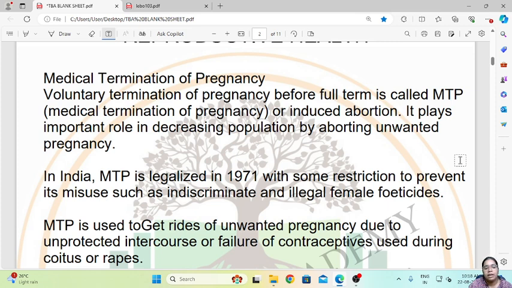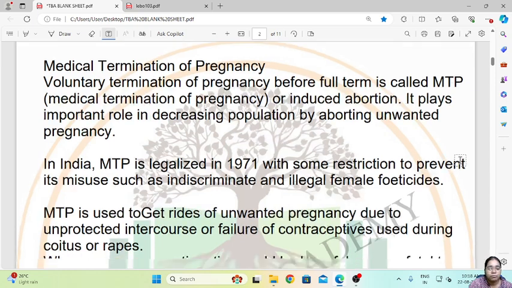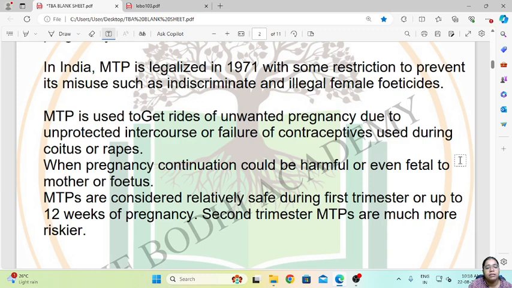So, medical termination of pregnancy is used to get rid of unwanted pregnancy due to unprotected intercourse or failure of contraceptive use during coitus, or during rapes. When the pregnancy continues, it could be harmful or even fatal to the mother or the fetus. In such cases the abortion has to take place. So the medical termination of pregnancy is implemented in case of such emergencies.